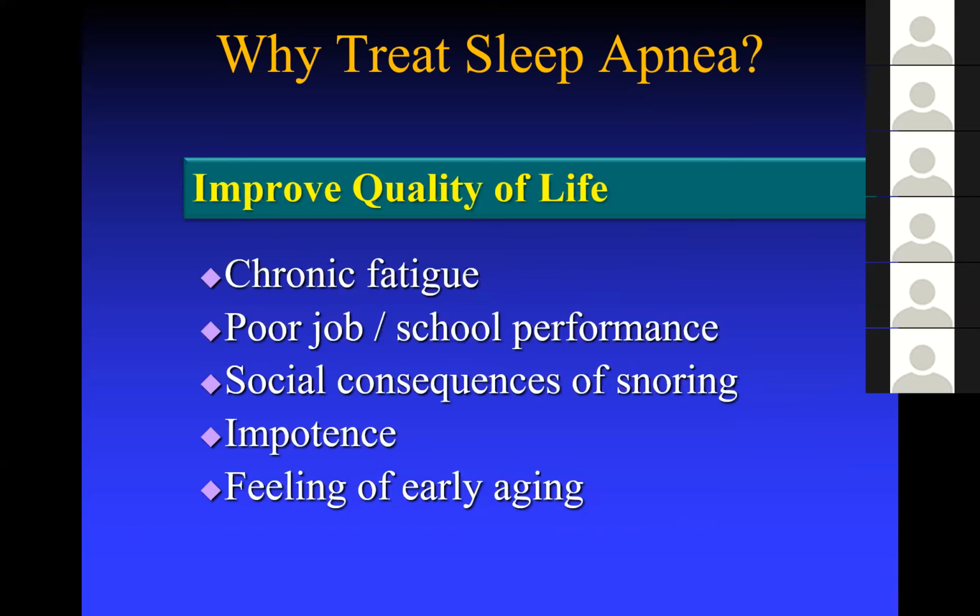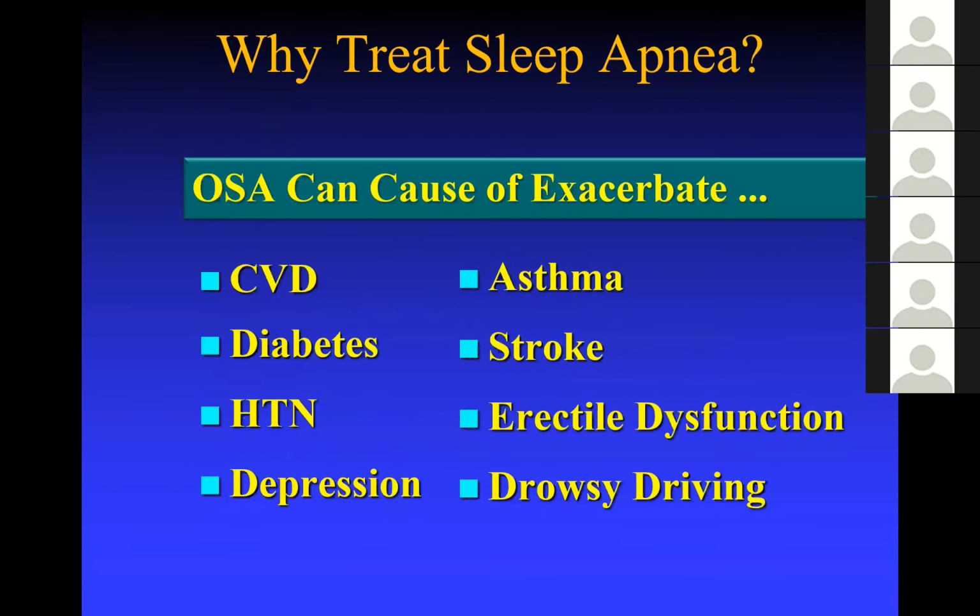Poor job and school performance, and when they looked at kids in the bottom quartile of school, they showed that there was a much higher percentage of obstructive sleep apnea in those kids. And then social consequences, sleeping in separate bedrooms from your spouse. Snoring that significant is most likely 90% plus obstructive sleep apnea. And then impotence, nobody talks about that, everybody gets Viagra. And I get a lot of people who feel like they're aging early, and after treatment, they feel 10, 20 years younger. So that's very gratifying when they tell you that.